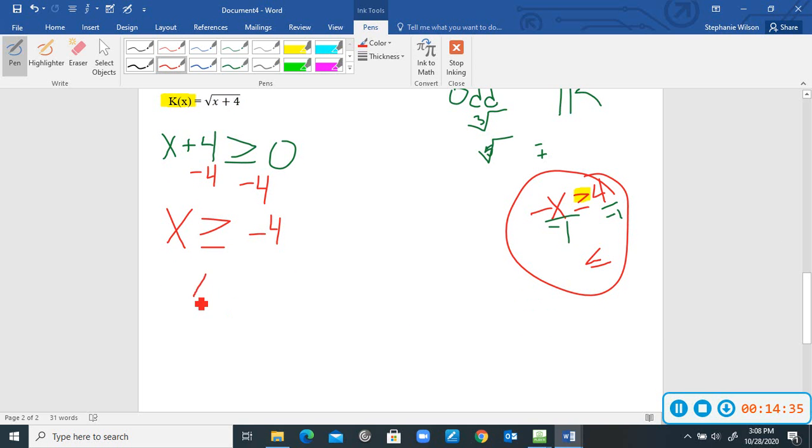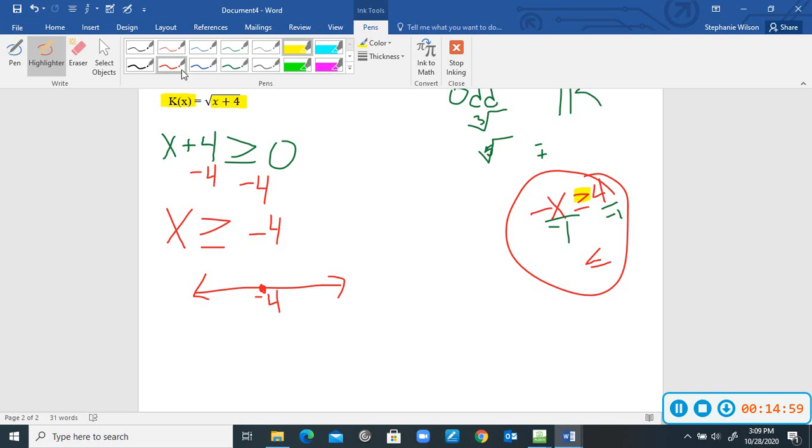If I was to graph this on the number line, at negative 4, we are going to include it. Why? If I plug in negative 4 back into this function, negative 4 plus 4 gives me 0. The square root of 0 is 0. So any root of 0 is 0, okay?